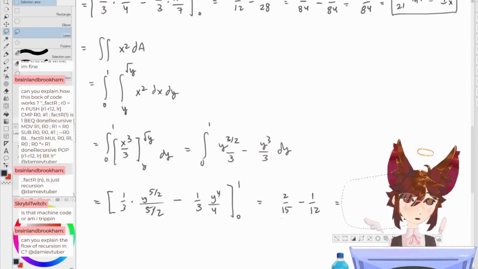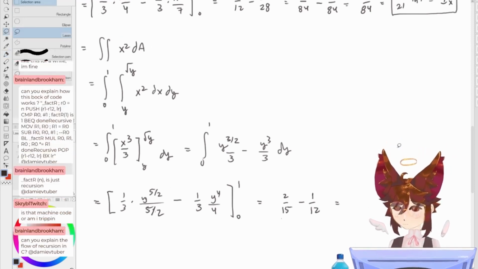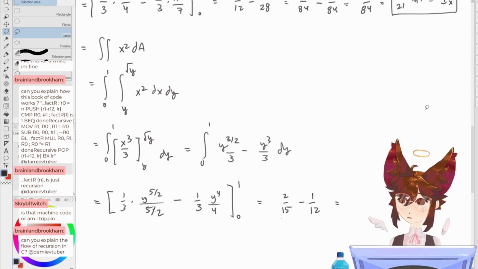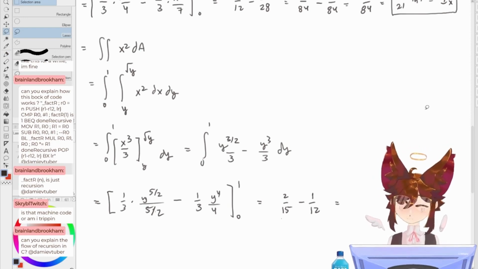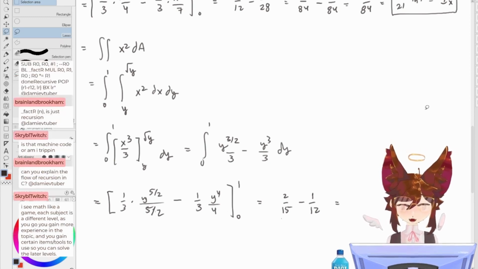15 and 12, ew. The flow of recursion in C? I've never written in C. Also, I'm very bad at recursion. I'm really bad at recursion, which is really not good.